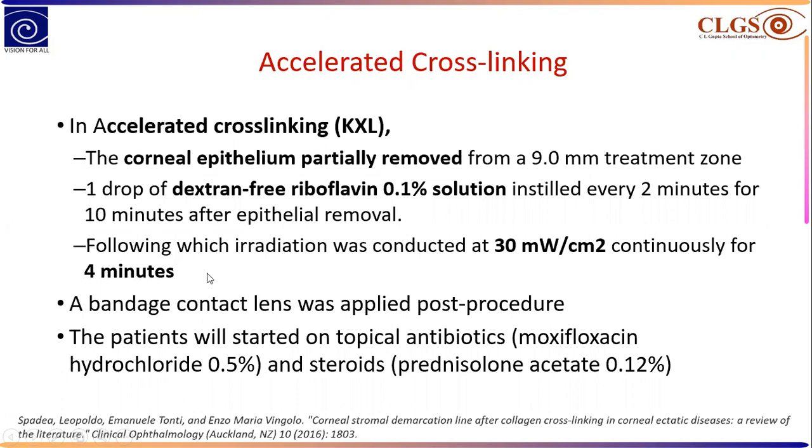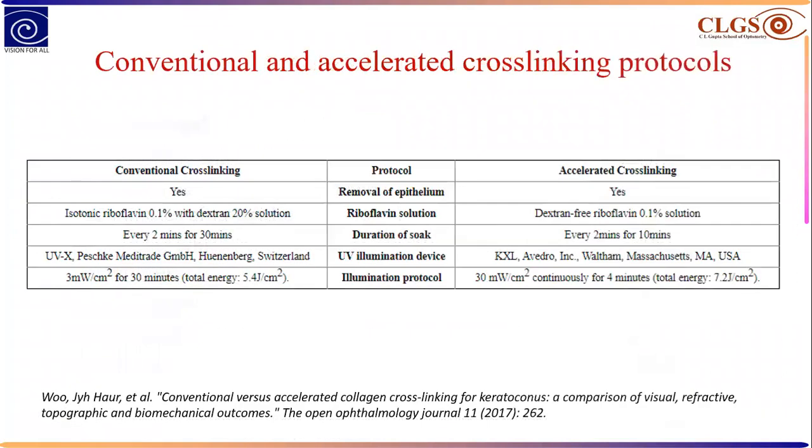Once this radiation process is completed, a bandage contact lens is applied. It is the same in standard and accelerated. Why do we need to put a BCL? Since we are removing the epithelium, if we are not putting a BCL the patient would have a lot of pain because of the epithelial defect. Then in the follow-up visit, the patient is started on a topical antibiotic as well as steroids for a month in a tapering dose.